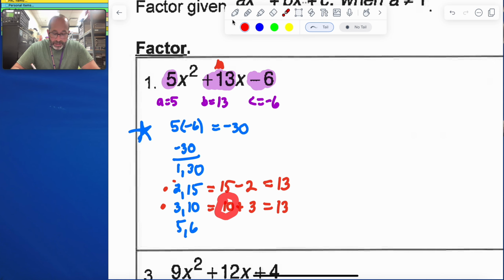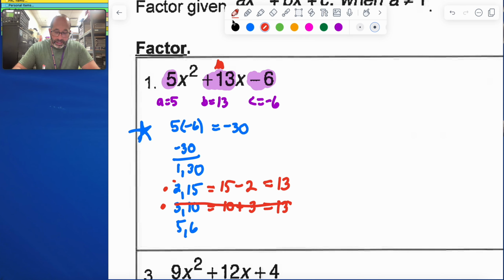If I did 10 times 3, 10 times 3 is going to give us a positive 30, but we've got a -30 here. Okay? If we've got a 15 and a -2 and we multiply those together, we end up with a -30. So we know that it's not actually going to be this one down here, it's actually going to be the 15 minus 2.